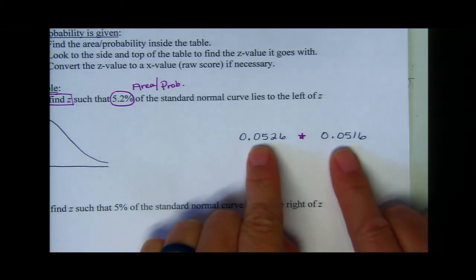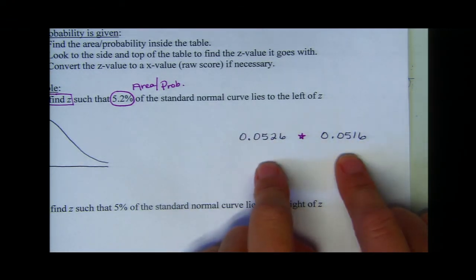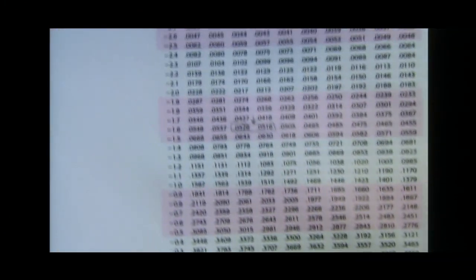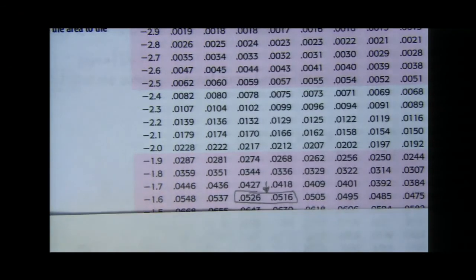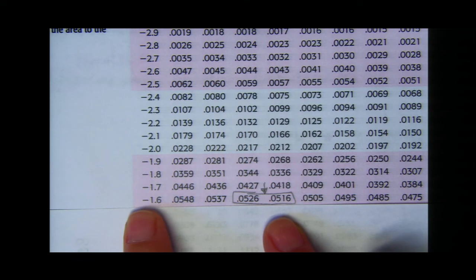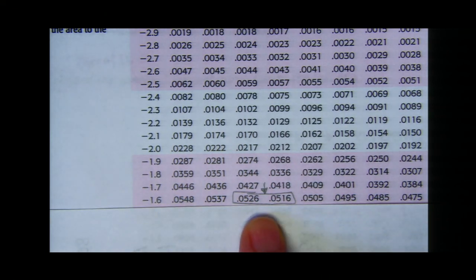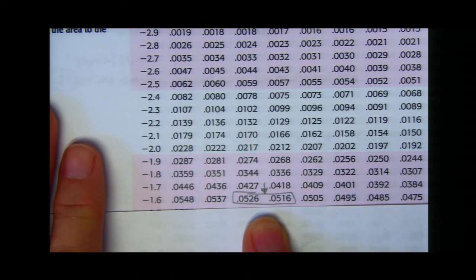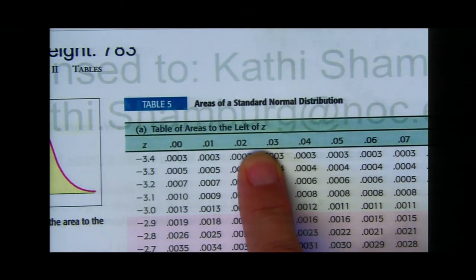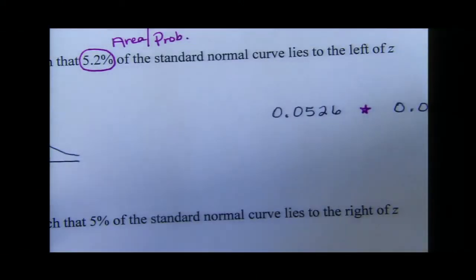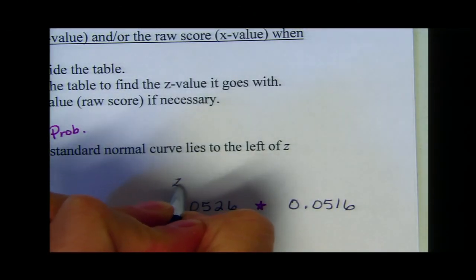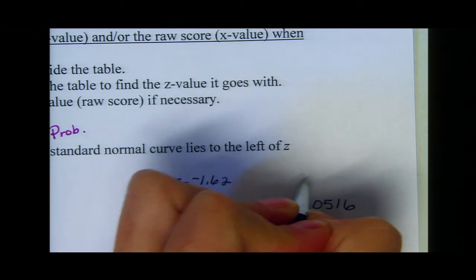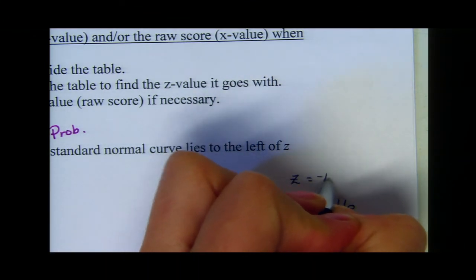All right, so what I'm going to do is find the z-values that are associated with these two numbers. So now I'm going to go back to the z-table. And I say, okay, it's -1.6. And then I'm just going to go up to find out the numbers that go in the hundredths place. So if I travel upward, then I get 2 and 3. So what I have found is that this is the z-value -1.62, and this has the z-value of -1.63.